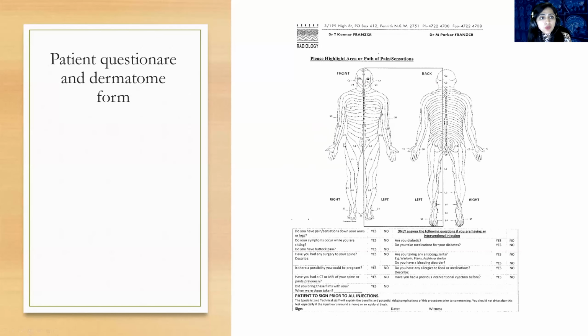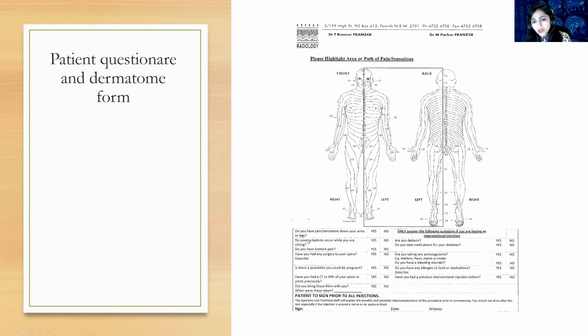So this is the patient questionnaire dermatome form. This is the dermatome form which we use in our practice, and our radiographers map the pain distribution on this form. This is the compulsory part of all our spinal injections. They map whether the pain is more in the L5 or L4, L3, L2.